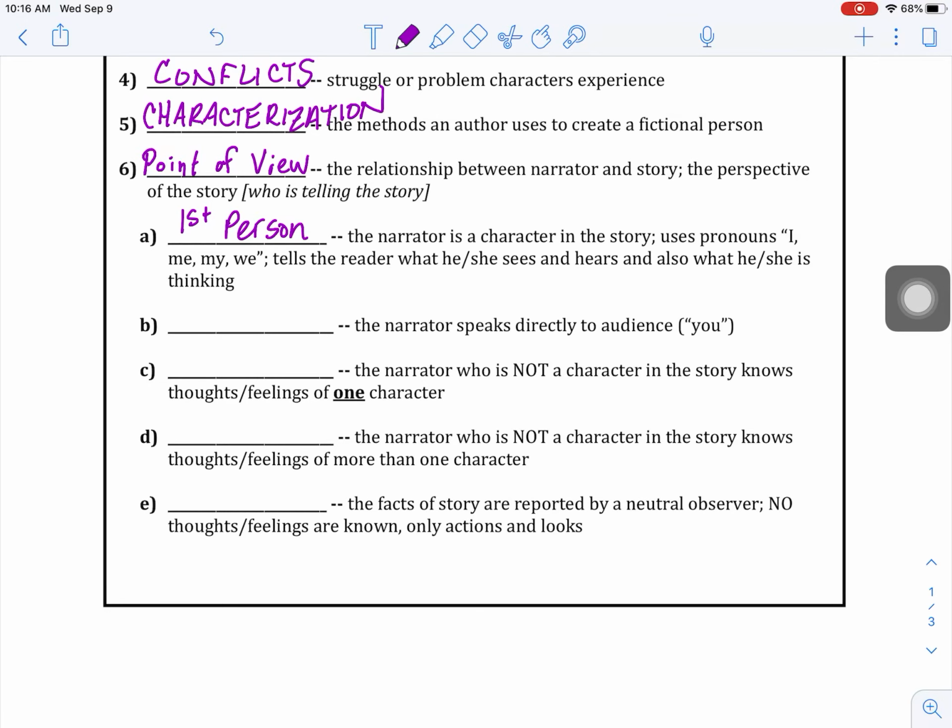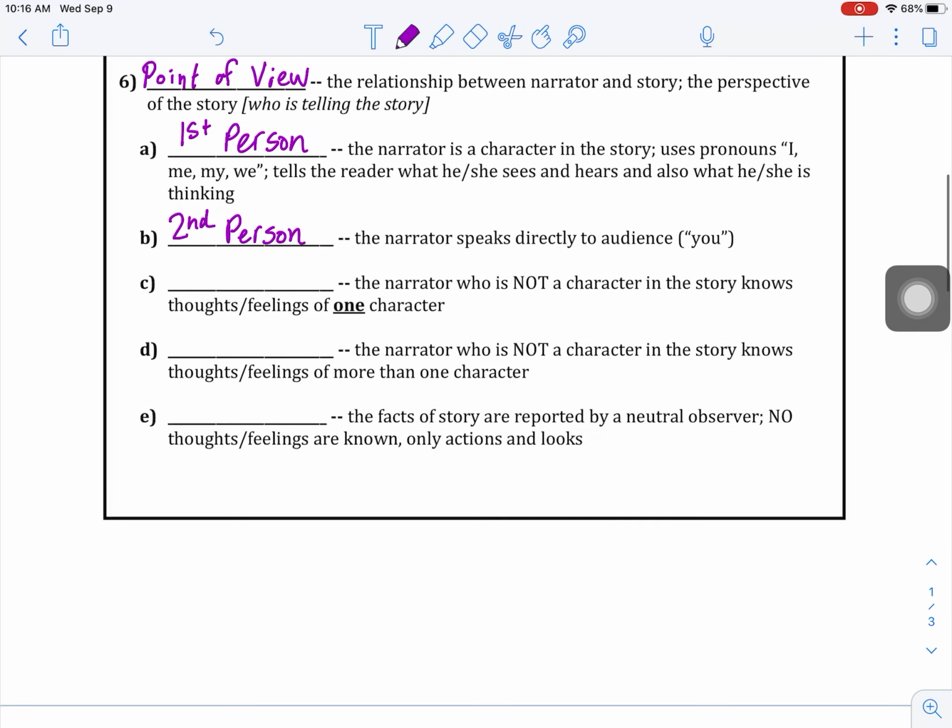Letter B is a less common perspective, second person, when the narrator speaks directly to you, the audience. This is things like a cookbook. You should go and get this. You should do this next. Or things like a choose your own adventure story. What step do you want to take next? It is not as common in literature we will read this year, but it is a point of view to be aware of.